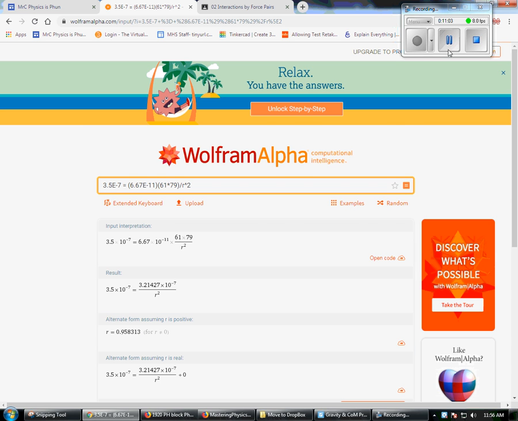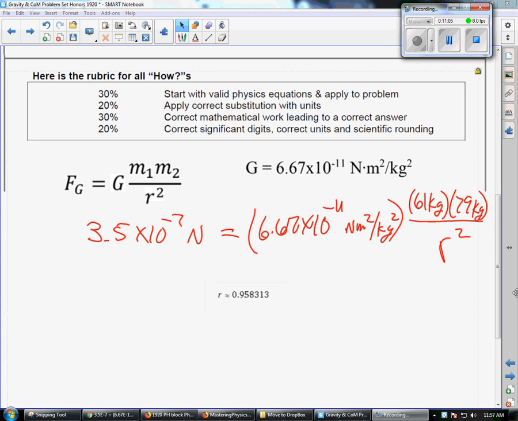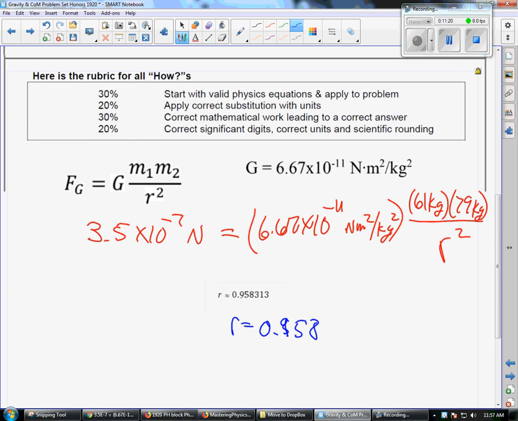I want to know if I got it right. I should probably write my final answer and correct sig figs and everything. 0.958 meters. That 9 is horrible. I gotta get better. I gotta practice.